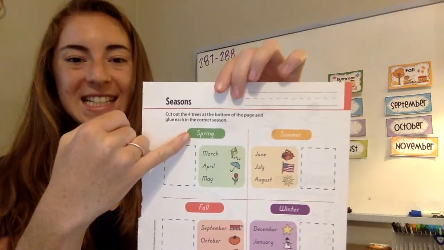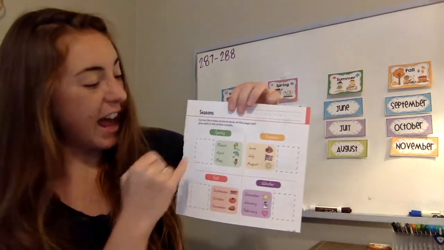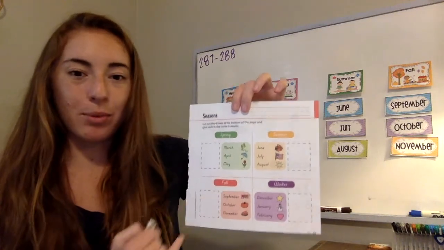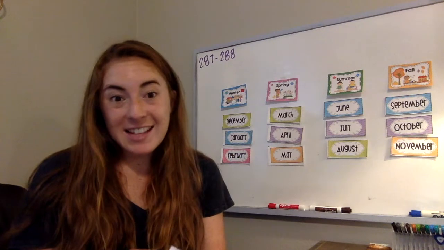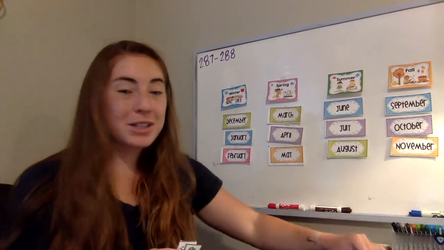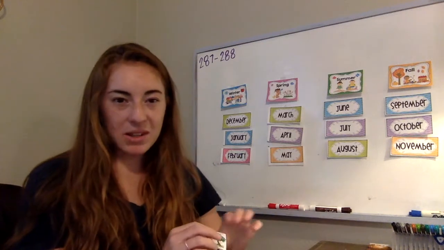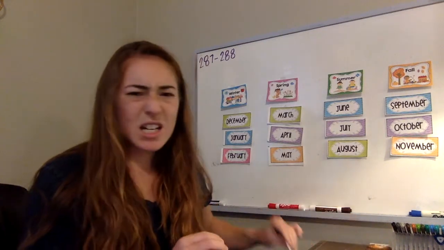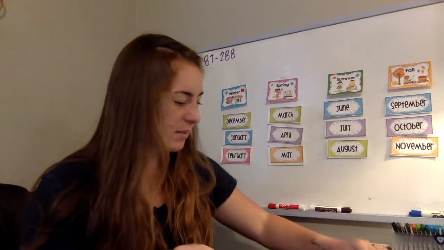So let's start with this one. Which season is this? Spring. And the 3 months in spring are March, April, and May. Now remember, in spring I said that things start to grow and flowers start to bloom. So out of the 4 trees, which one do you think we should put next to spring? Do you think we're going to put a tree like this? Probably not. This one doesn't have any flowers.